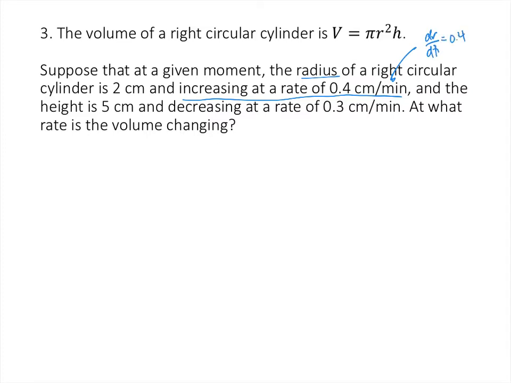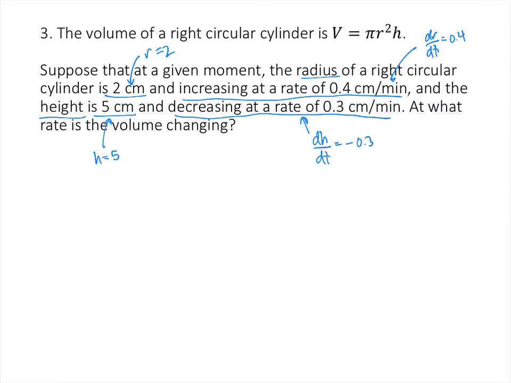And then when we say that the radius is 2 centimeters, that means that r at this moment is equal to 2. Similarly, the height is 5 centimeters, so that means that h is going to be 5 at this moment, and decreasing at a rate of 0.3 centimeters per minute. So that's going to tell us that dh/dt is equal to negative 0.3 because it's decreasing.